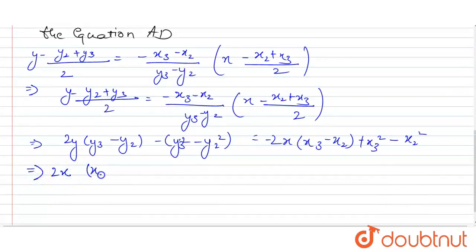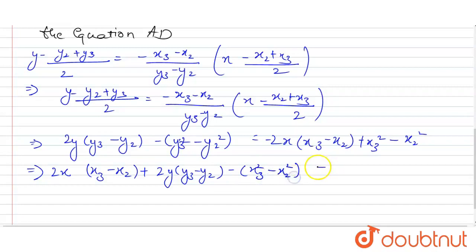So here we have 2x plus 2y minus this square, which should be equal to 0 now. This is our first equation.